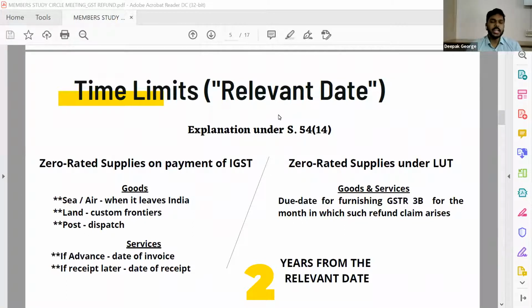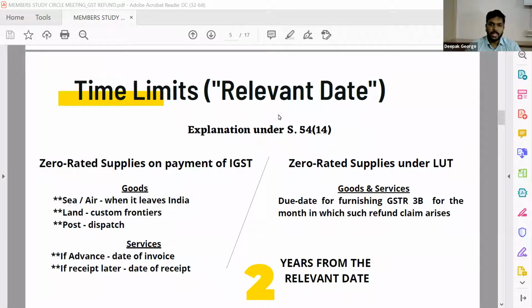On the right-hand side, it is zero rated supplies without IGST. Basically, you are exporting under LUT or supplying to a special economic zone under LUT. You take goods and services together, it is due date from the end of the tax period you file GSTR 3B. Earlier, I guess before the Amendment Act came, it was 2 years from the end of the relevant financial year, which means from 31st March of the relevant year, you get 2 years.